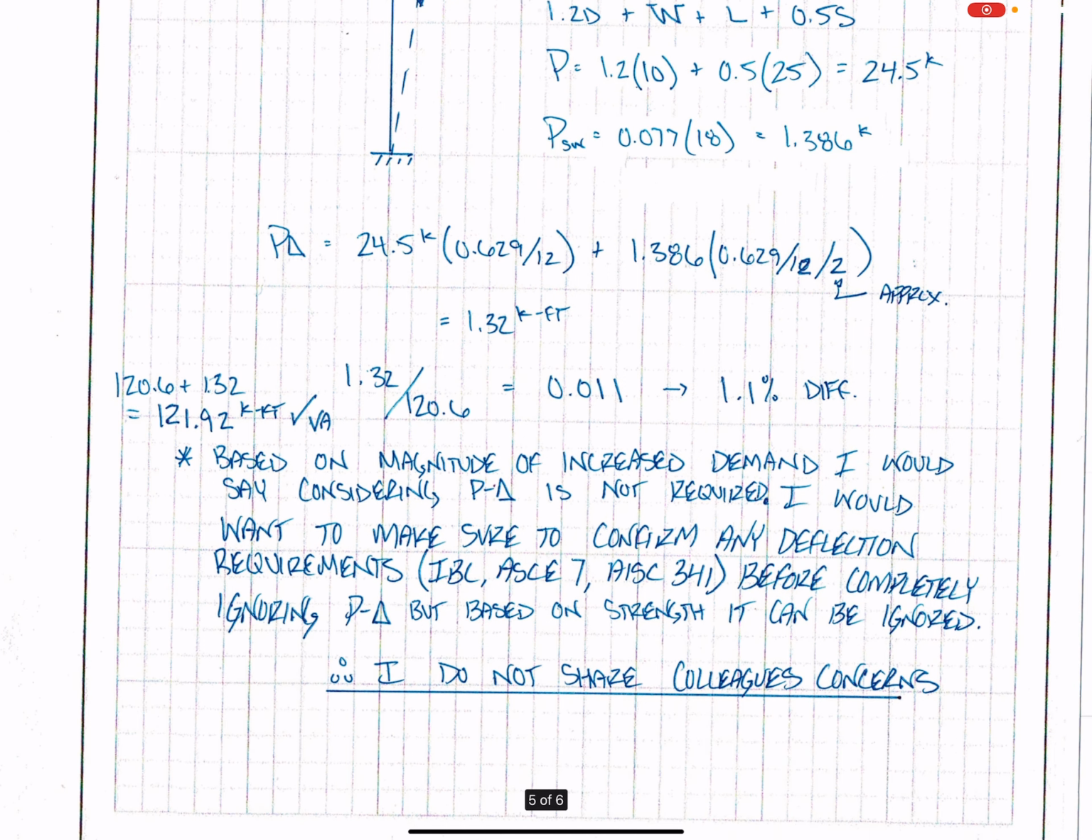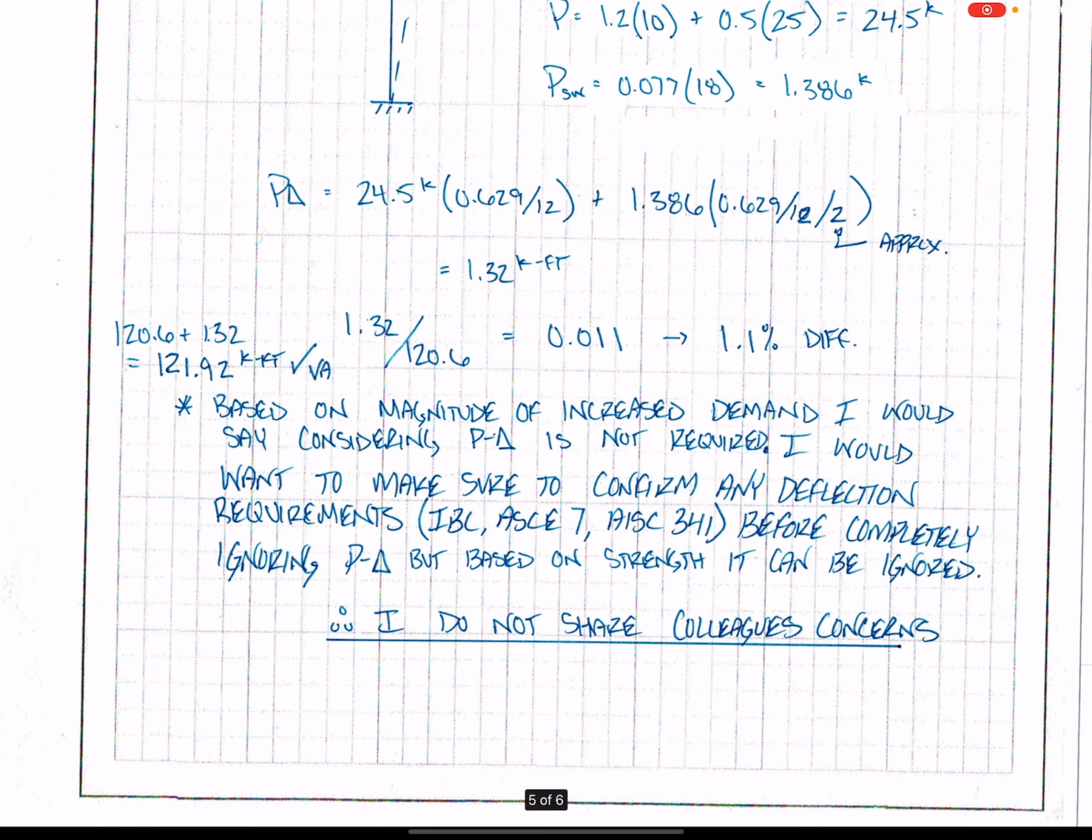So that's why I was really, really close, because I took the full self-weight and I was halfway out there. So I said, based on the magnitude of increased demand, I would say considering P delta is not required. I think a lot of you saw that, right? This is where engineering judgment comes into play. Some of you also went a step further and related it to the actual capacity of the column, whether it was in VA or went through the steel manual, right? And saying, okay, does this make sense?